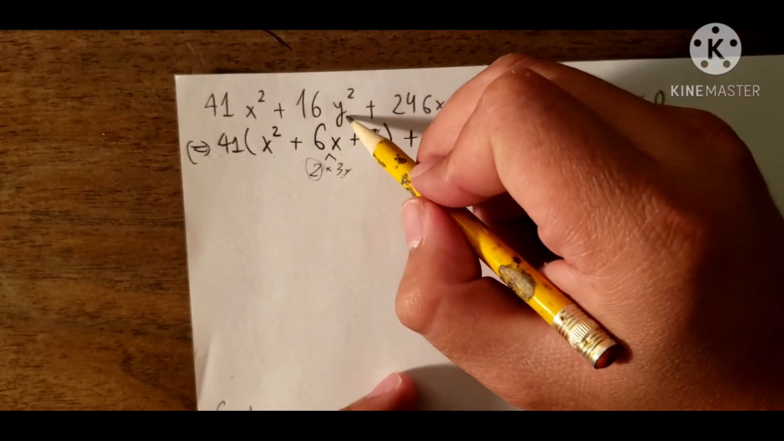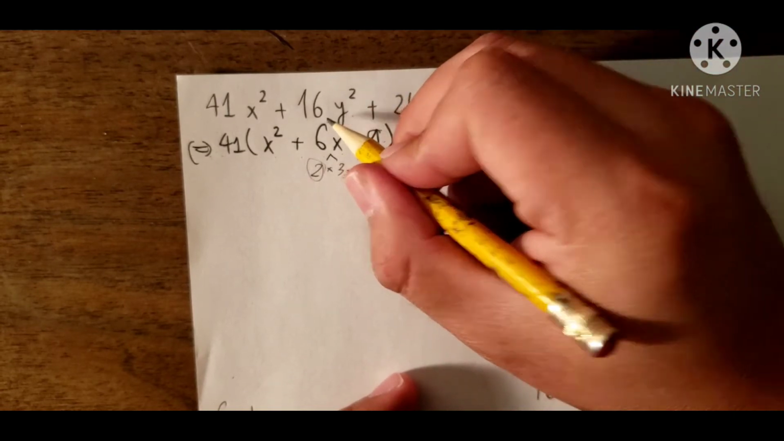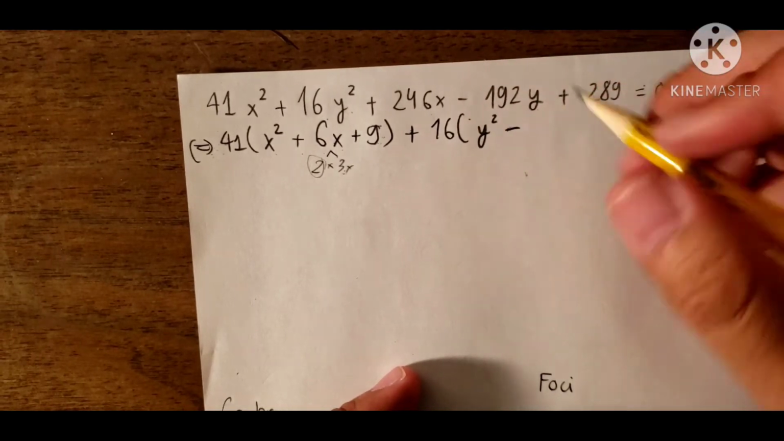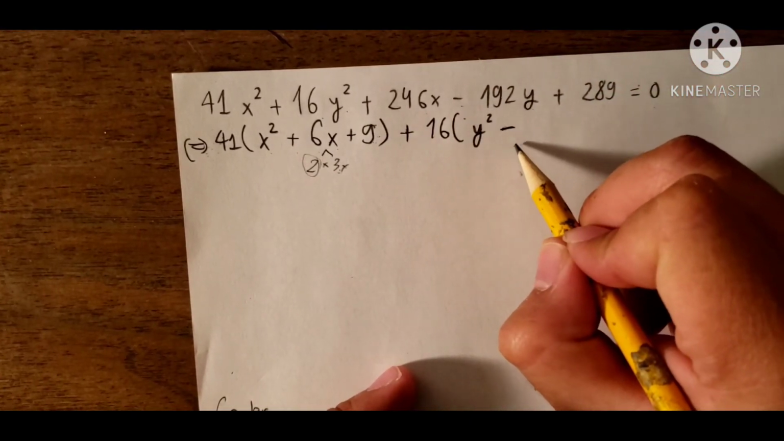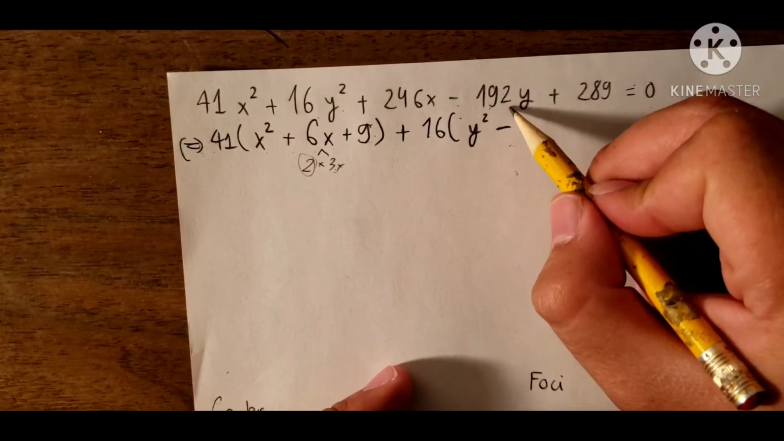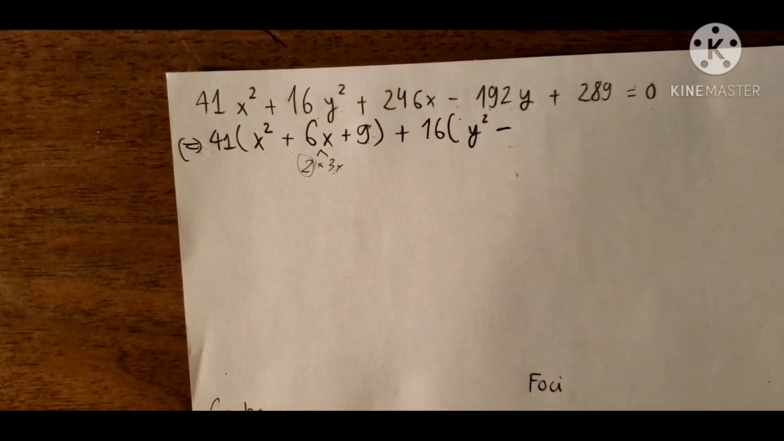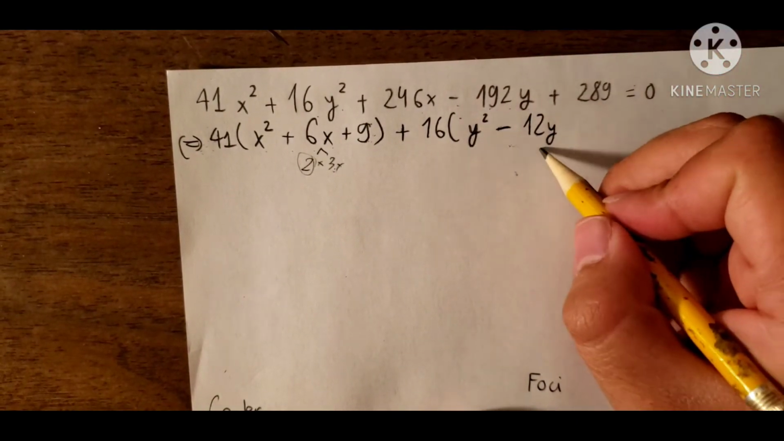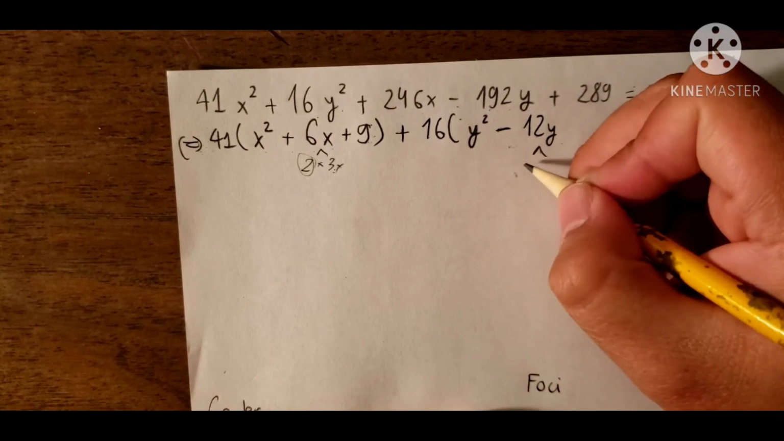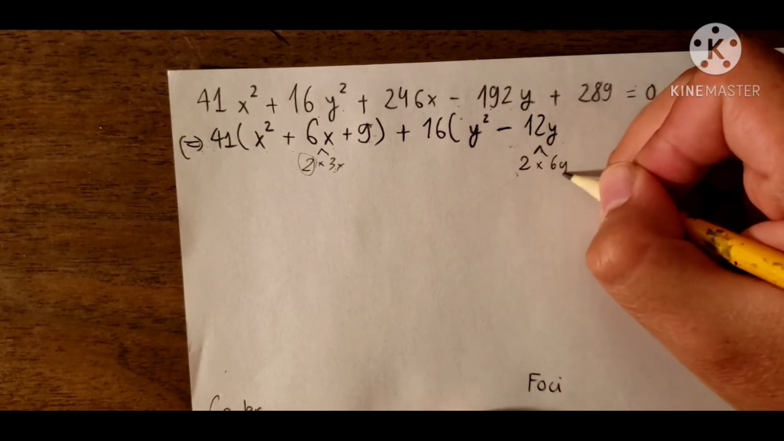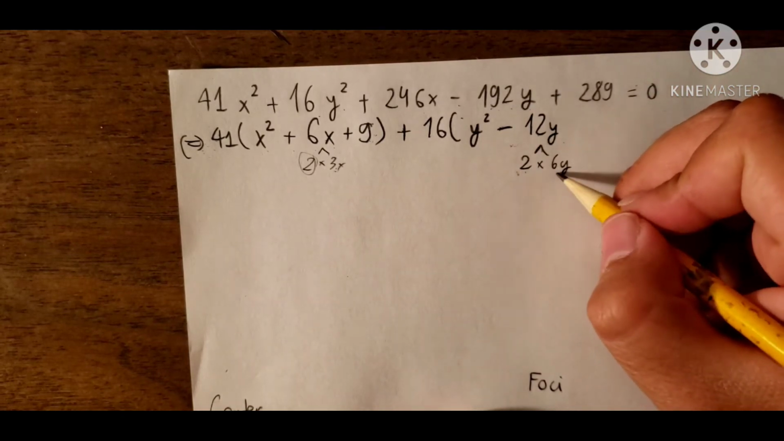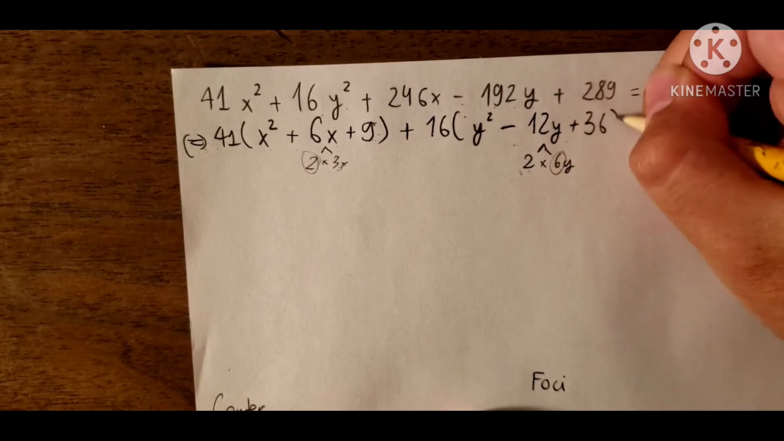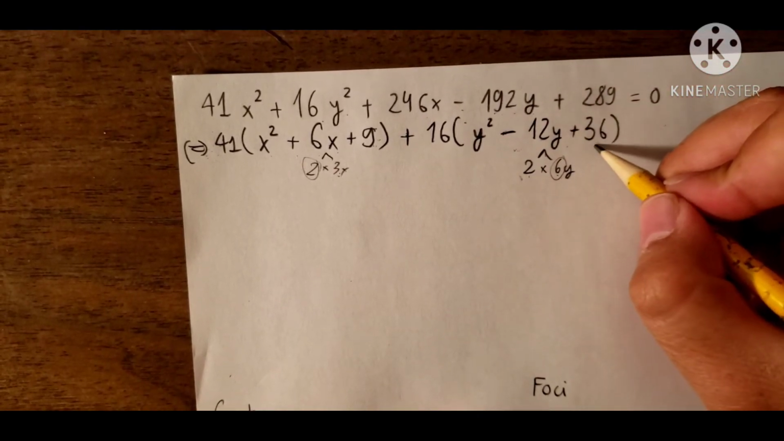The next one, we have y power 2 and we have 16 here. We put 16 outside and we have y power 2. Because we have the minus, that's why we put the minus. 192 we divide by 16 and we get 12y. In 12y we divide by 2 and get 6y, because 2 multiplied by 6 is 12. And for number 6 here, you should put 36, because 6 power 2 is 36.